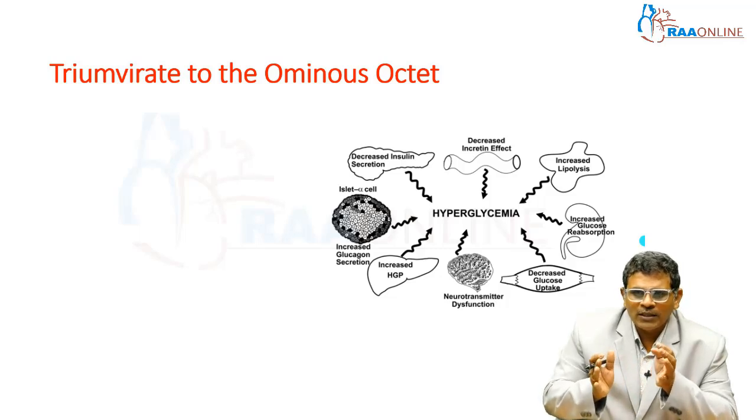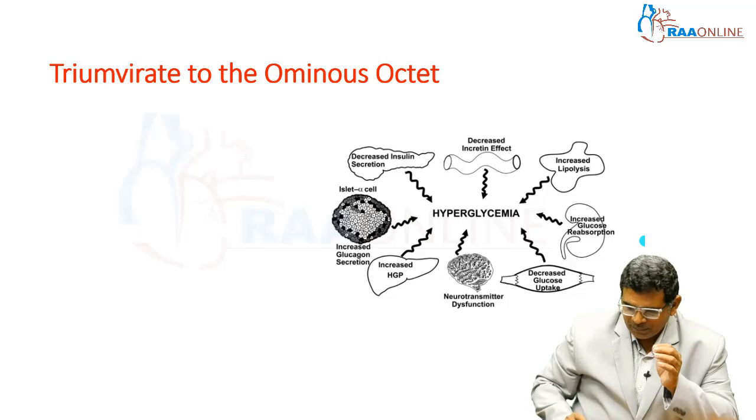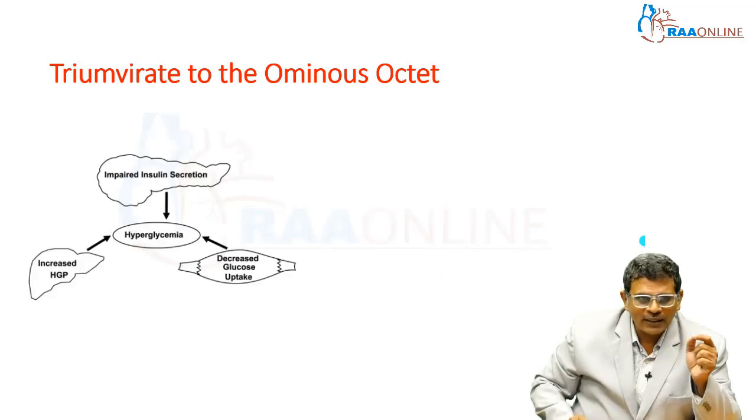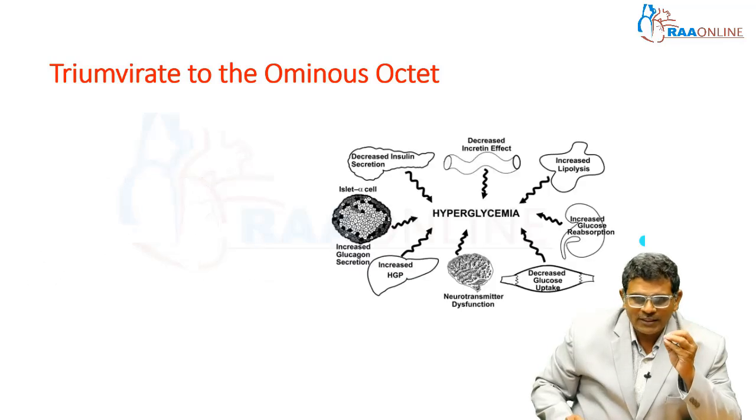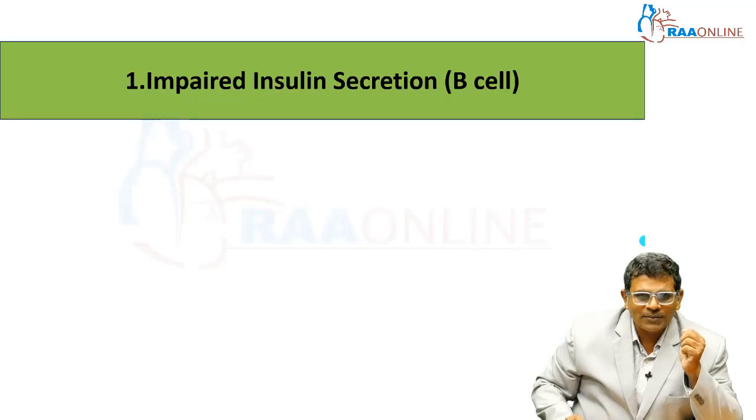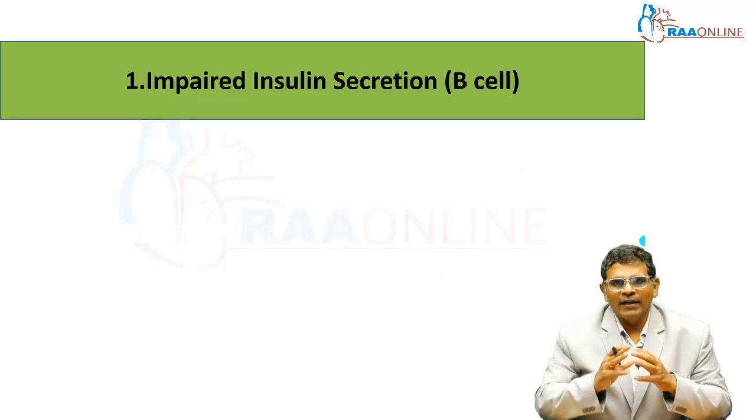So we have concentrated on the first three things: the impaired insulin secretion, the increased hepatic glucose production, and the decreased glucose uptake, which we will take in detail. And we will talk about diabetes from the adipose tissue and alpha cells also in detail. The rest of the three things we will deal with very shortly, but you can learn them later, as we said. So the first thing is impaired insulin secretion.